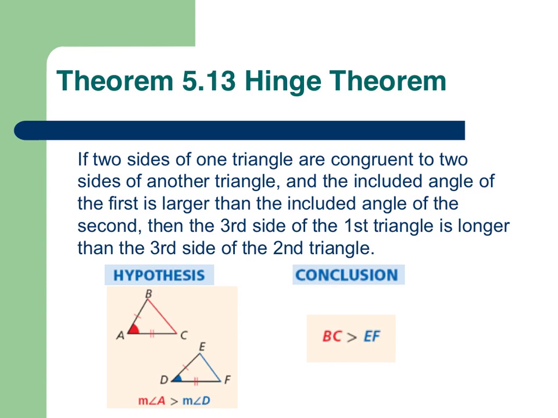So what we are going to do is this. This is called the Hinge Theorem. The Hinge Theorem says that if two sides of one triangle are congruent to two sides of another triangle, and the included angle of the first is larger than the included angle of the second, then the third side of the first is longer than the third side of the second. It's a lot of words for what it means. So I'll let you write it out and then we'll talk about it.